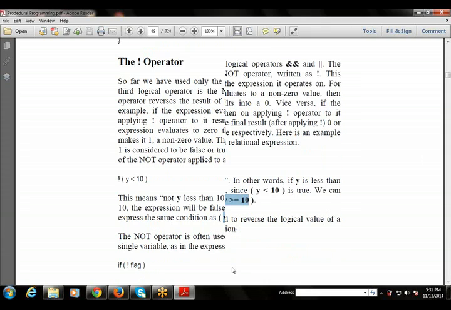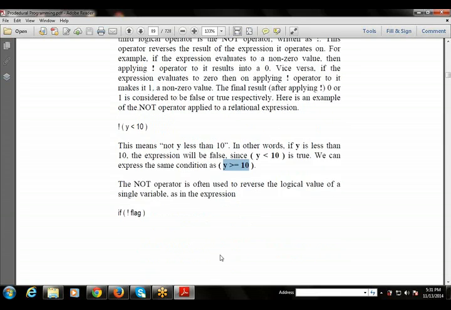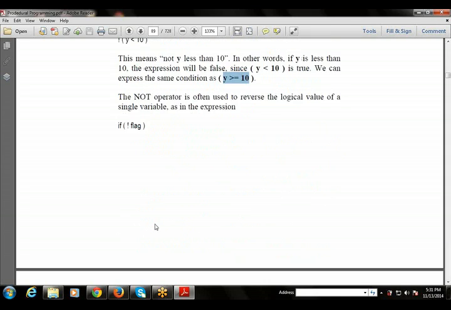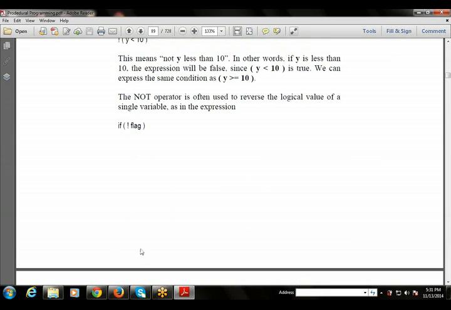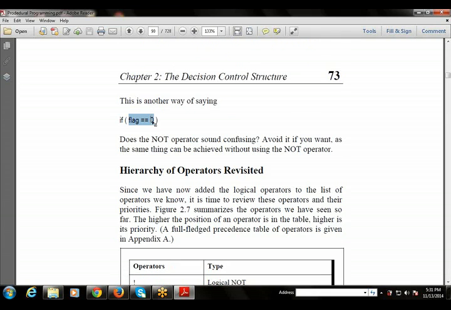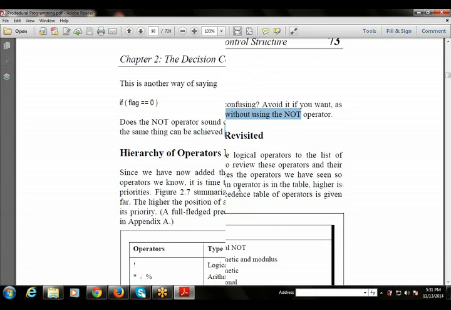The NOT operator is often used to reverse the logical value of a single variable, as shown in the given expression. If it is not flag, this is another way of saying if flag is equal to 0. Does the NOT operator sound confusing? Avoid it if you want. The same thing can be done without using the NOT operator.